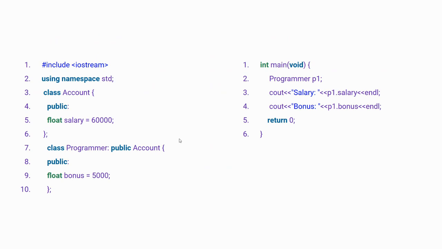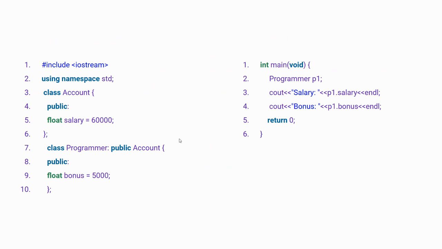We have created a class named account. In that we gave the public access specifier, and the data member float salary equal to 60,000. We created another class named programmer, and we kept a colon and wrote public account. In that we gave the access specifier as public and wrote float bonus equal to 5,000.